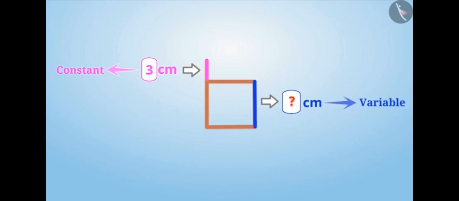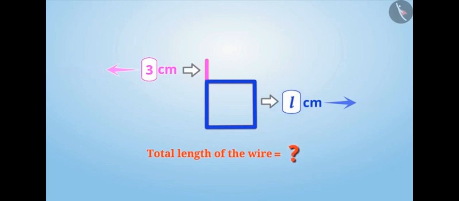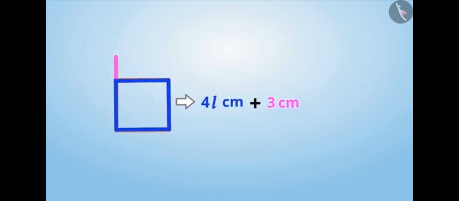If we express the side of the square by L, then will you be able to get the total length of the wire in the form of a variable? Here, the length of one side of the square is L. So the length of the 4 sides will be 4 times L, that is 4L. If the length of the remaining wire is added to this length, then we will get the total length of the wire in the form of variable L.